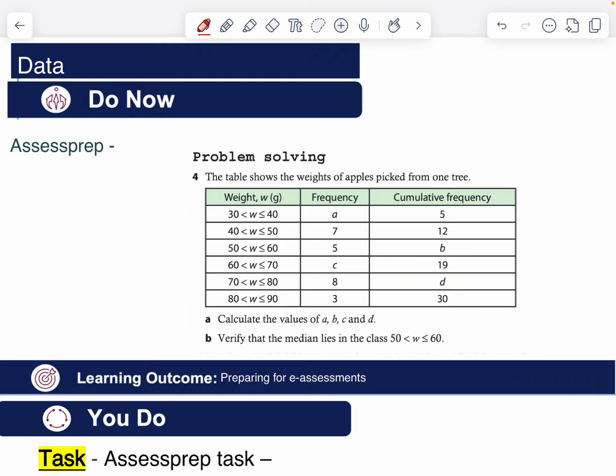So this question is just a little bit of a problem-solving question. There's some blanks, A, B, C, D. This is on assess prep, you've got to fill in the blanks. So pause it now, give it a go, and then let's do the answers.